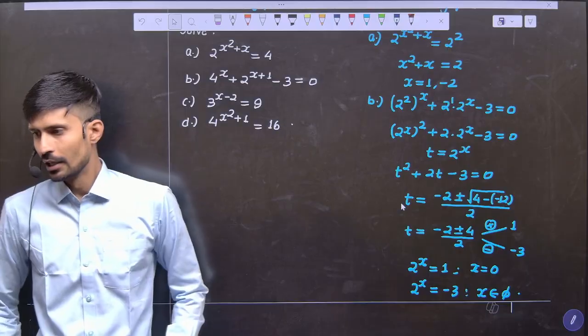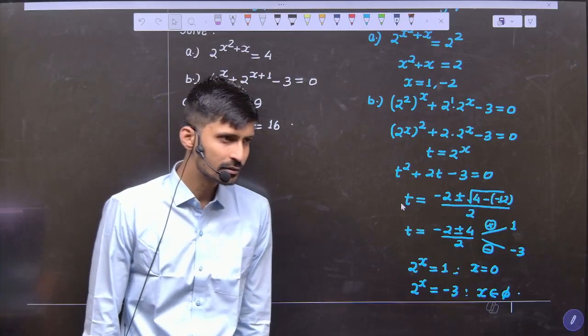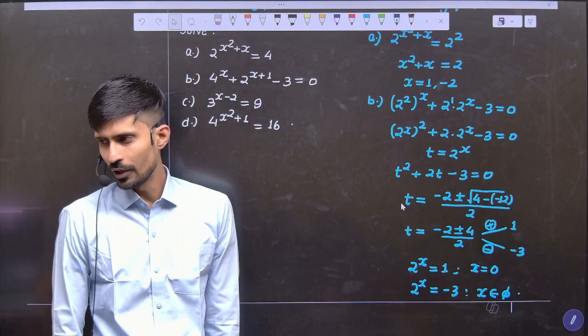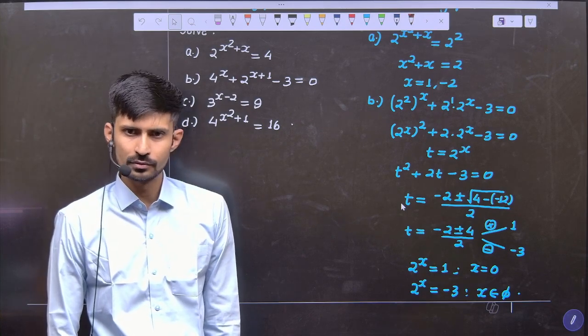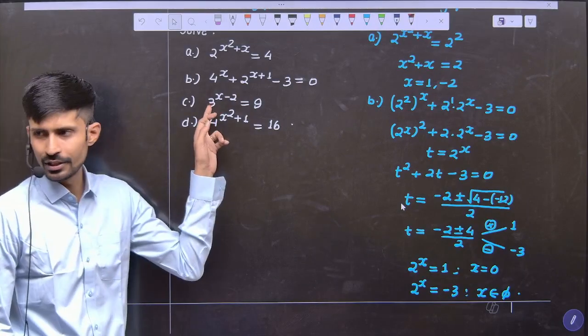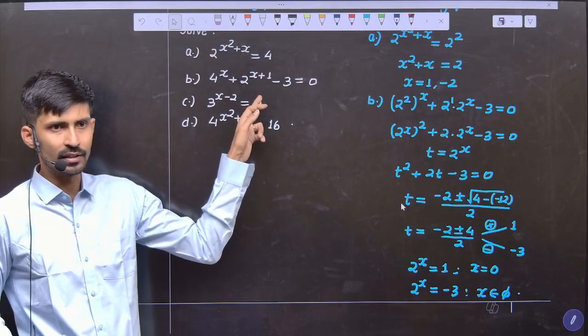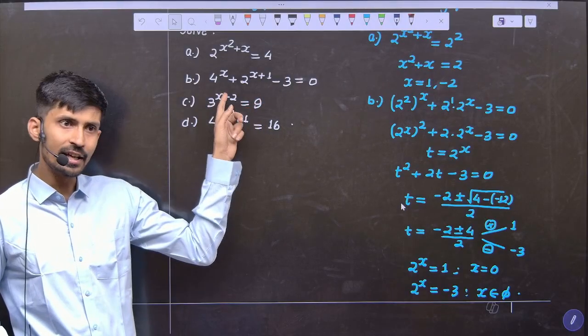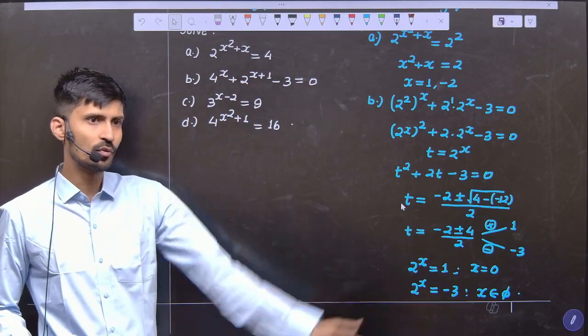Understood? Now can you solve C part? Can you solve D part? What did you get in C part? 4. What will you write? 3 raised to x minus 2 is equal to 9, that is 3 square. So you will write x minus 2 is equal to 2, and then x is equal to 4 you will get.